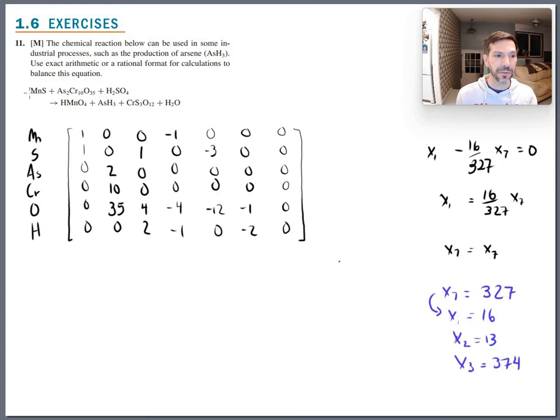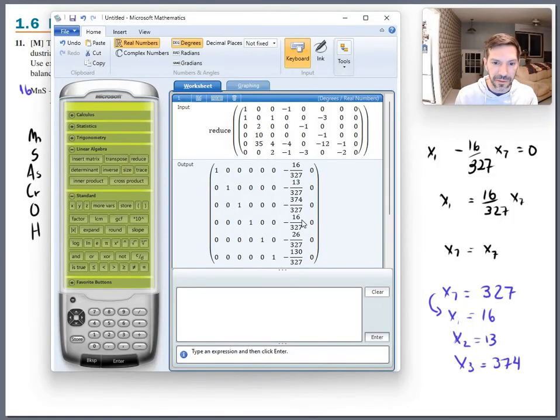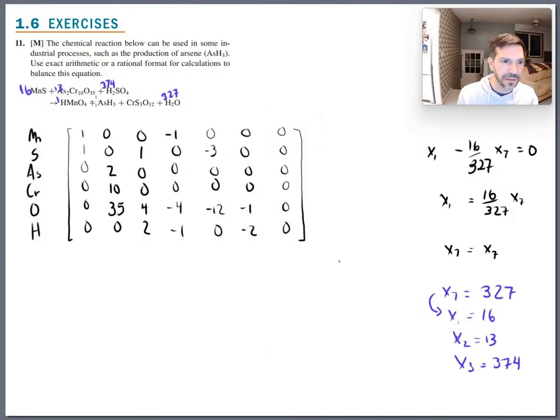So as you go back to your original equation, if you really want to write the balanced equation, x1 is 16, so you'd say 16 there. x2 is 13, so 13 of that. And x3 is, you need a whopping 374 of that one. And then fill in the x4, x5, x6, and keep in mind we chose x7 to be 327. So let's see, what were those others? 16, 26, and 130. So 16, 26, 130.